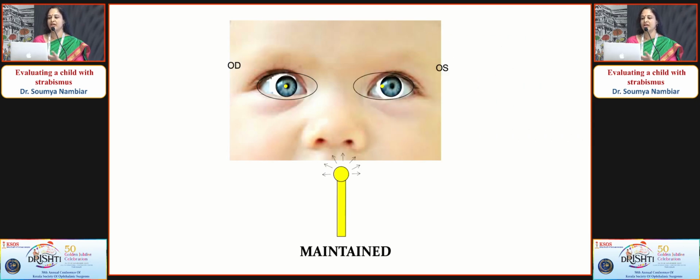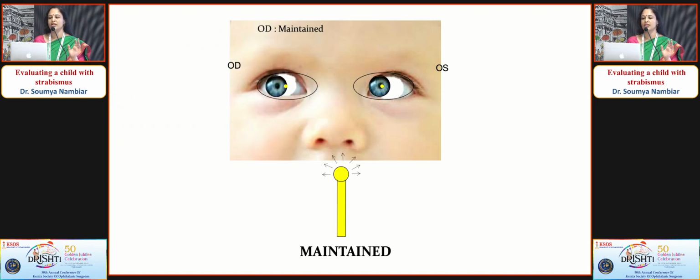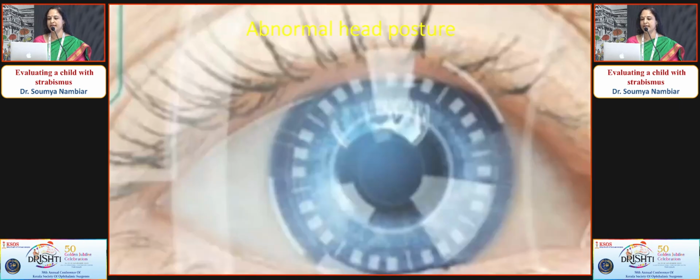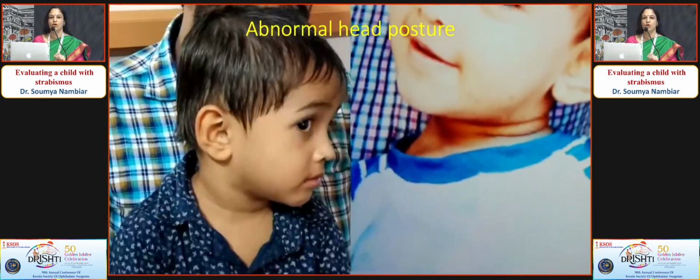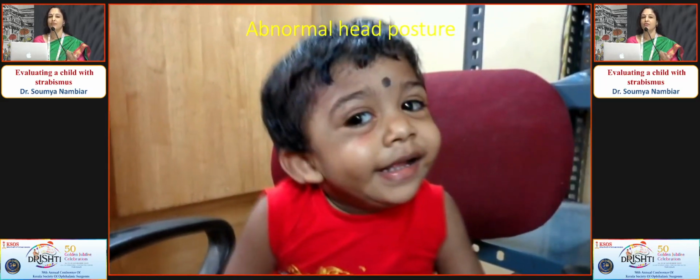You can see when I covered the left eye, the right eye is fixing, and it maintains fixation when I uncover. Similarly, when the right eye is covered, the left eye from an outward position has come to the central position, and when I remove the cover, you can see it has gone back to its original position, which means that the child is preferring the right eye. Always look at the abnormal head posture, which decides which type of muscles you have to look for.